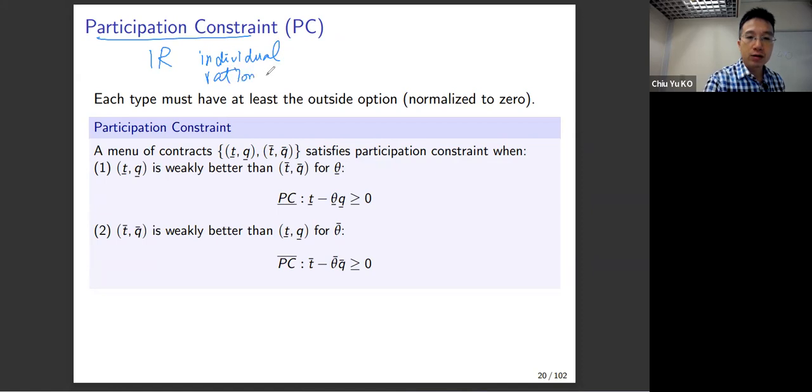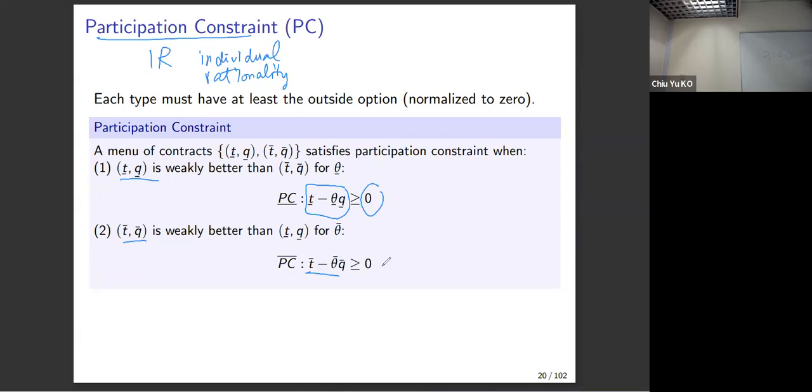Rationality. Okay, it simply means that the low type do take the contract, then stay out. Okay, and the high type also do the same. So make sure that his payoff is not less than 0. Okay, 0 is what we define as the outside option.